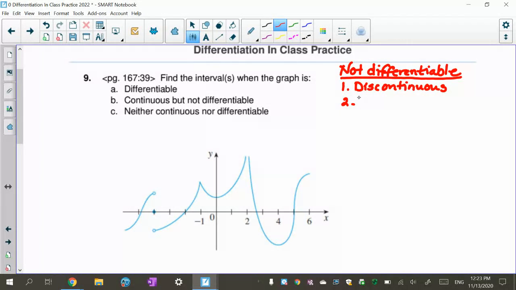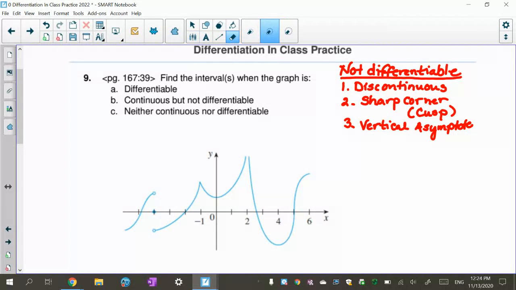The second one I look for is if it has a sharp corner. And you'll see some textbooks will even say if there's a cusp there. The third thing I always look for is if there's a vertical asymptote. It's not differentiable there, a derivative doesn't exist. And those three are the only ones that we'll use in this case. So let's look at this graph we're given here.